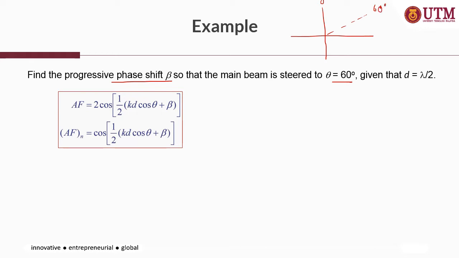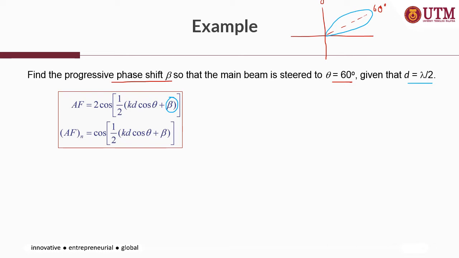Okay, so the main beam is steered to 60 degrees. Given that d equals lambda over 2, the separation distance between the elements, we can calculate beta by using this AF equation.